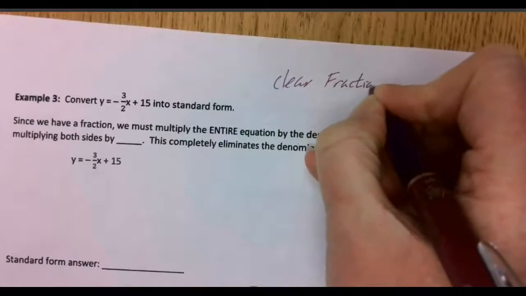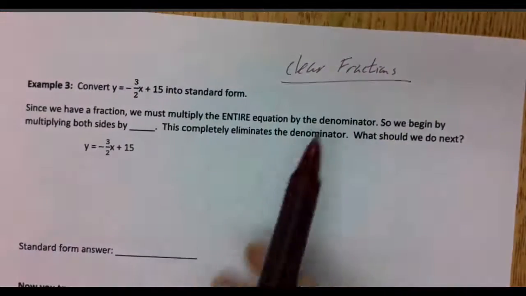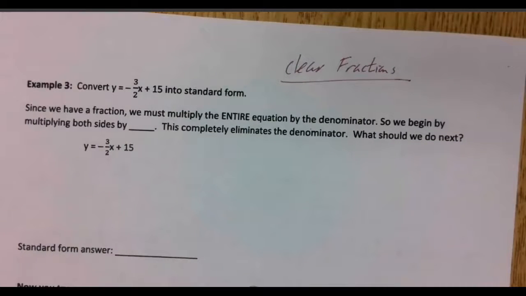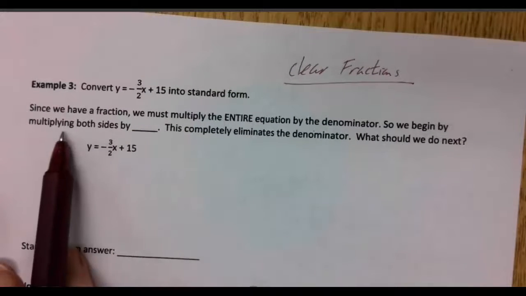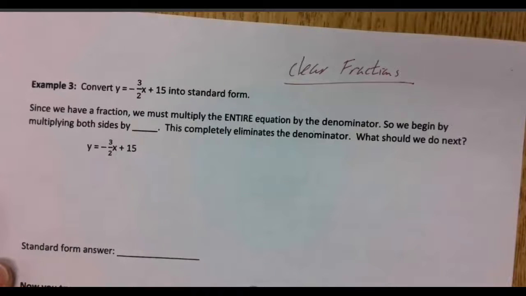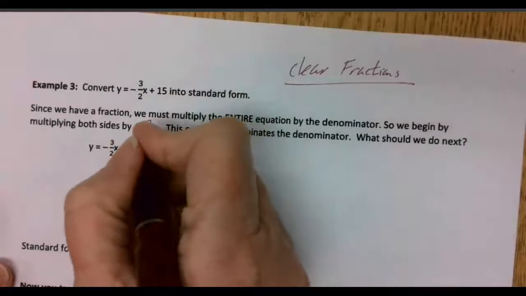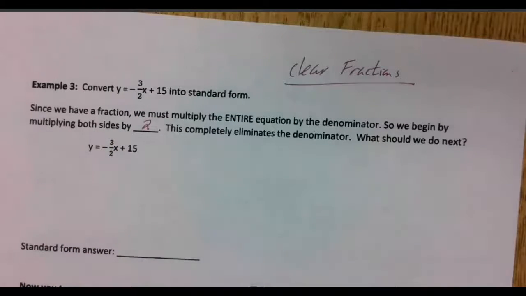Okay, we cleared fractions, so we didn't have to deal with fractions. Well, now we're clearing fractions so we can have everything be whole numbers so we can have it in standard form. So we're going to begin by multiplying both sides by what's the denominator? We only have 1, 2.